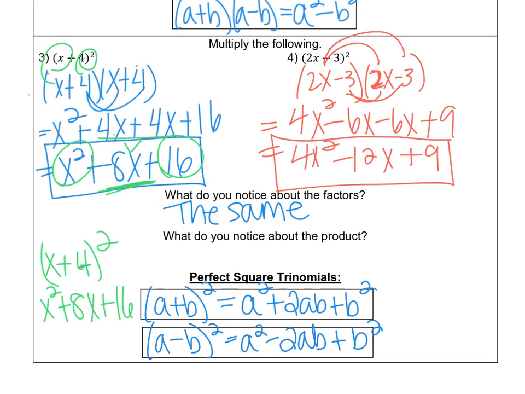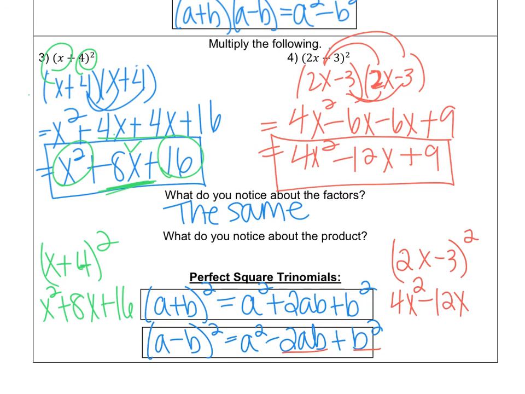So let's use this rule to resolve number 4 and figure out if we get the same answer. So I'm going to square the first term. My first term is 2x, so I have to square the 2 and the x. So 2x squared is 4x squared. And then to get my middle term, I need to multiply the first and last term together and then double it. So 2x times negative 3 is negative 6x, and then I would double it. So that would give me negative 12x.